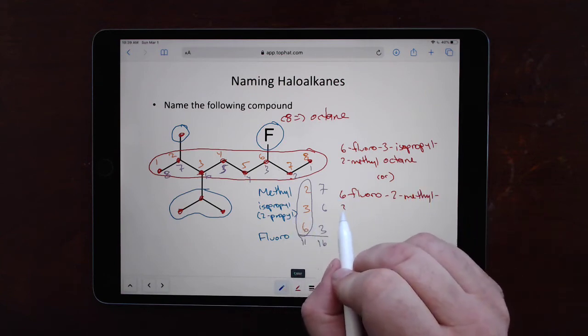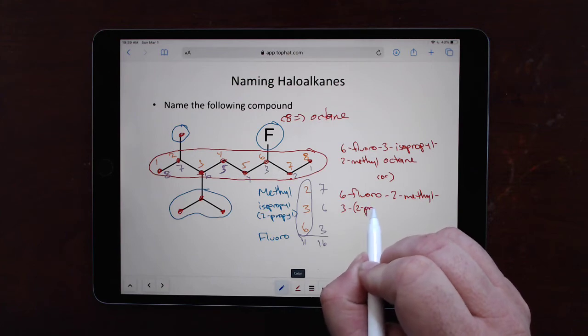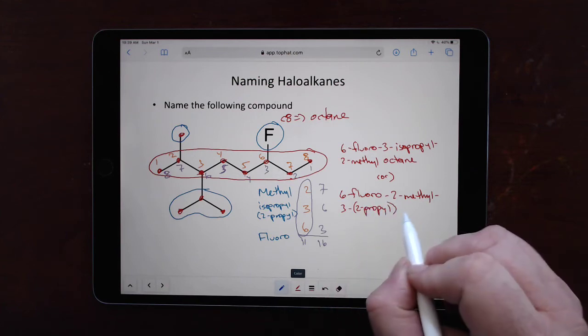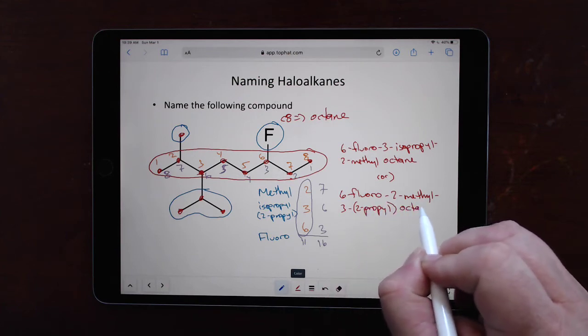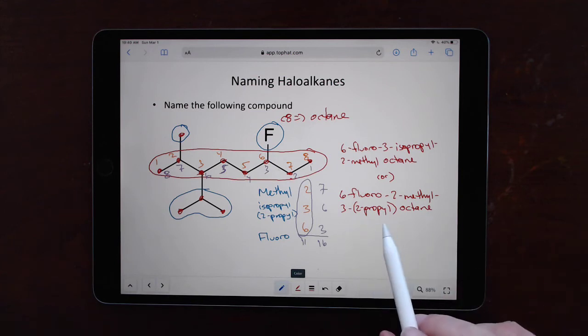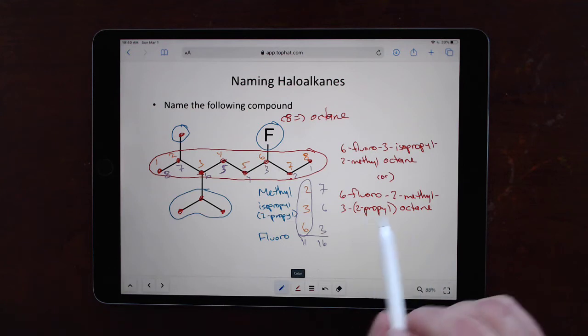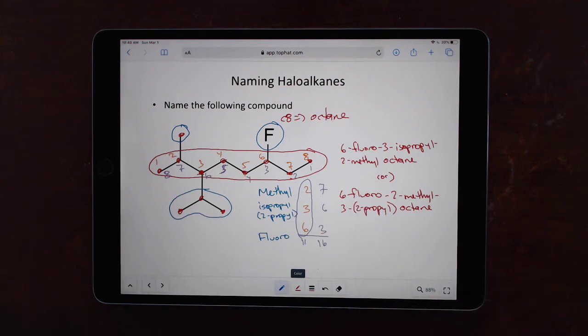And then 3, and then just bolt in 2-propyl. And then octane. So you can use parentheses in here, and I like to do it especially with the 2-propyl. I will just say it's a 2-propyl group. Where's it hanging off? Carbon 3.